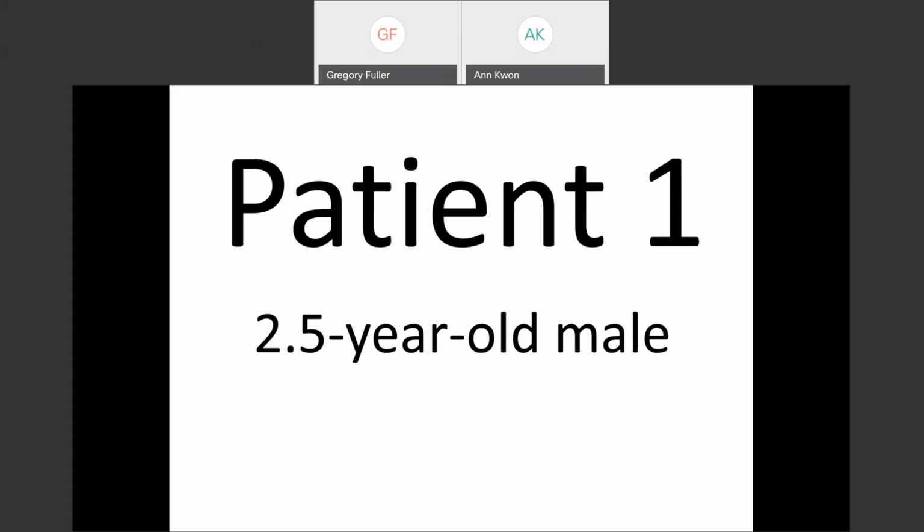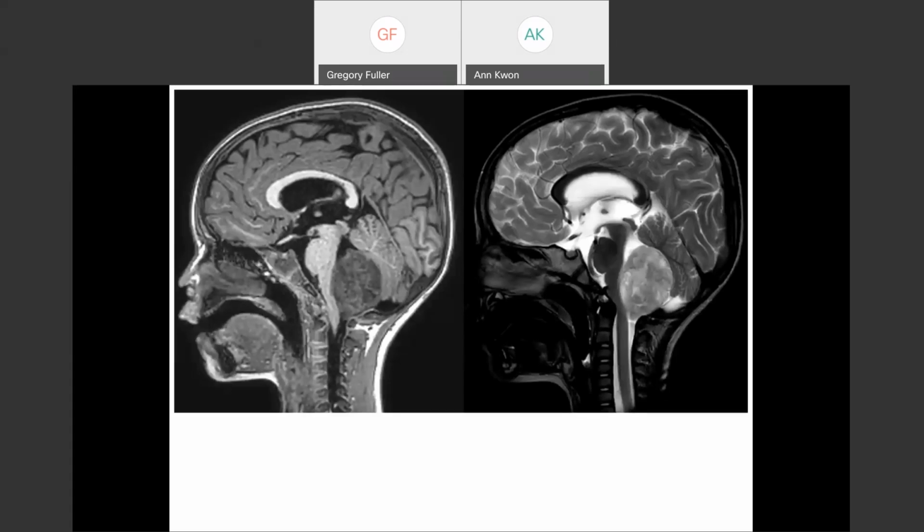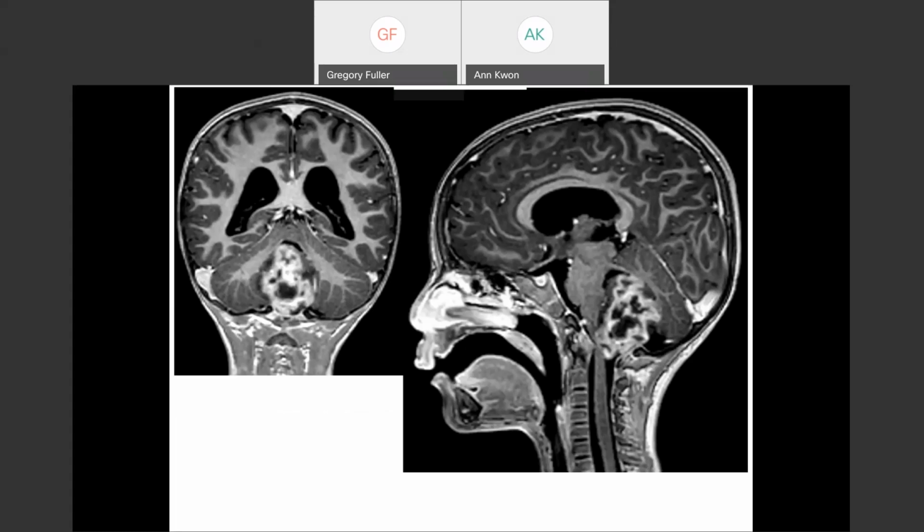Okay, we're ready for the first case. Patient number 1. I know there's only about 15 minutes left. That's okay because I only have 2 patients. So patient number 1, this is a 2.5-year-old male. There we go. And you can see the sequences here. These are both sagittal sections. It's going to be a T1 on the left, native T2 on the right. You see the CSF, very large tumor filling the 4th ventricle.